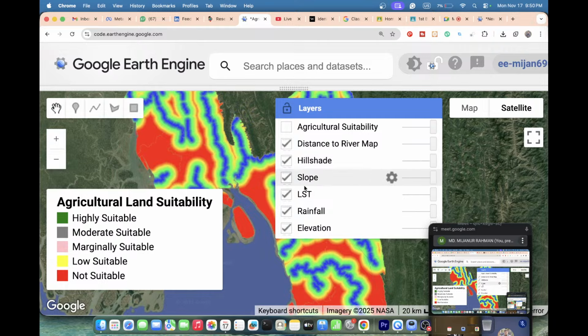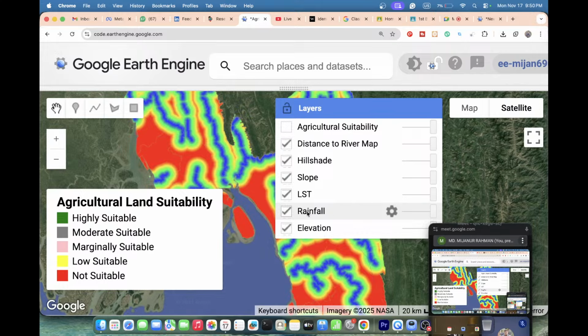First of all we need to set the importance. In this case there are 1 2 3 4 5 6 factors I have. Among these 6 factors, I need to identify which factor has more influence for agricultural land suitability. Suppose rainfall is the most important factor, I just consider, you can consider any others, but I consider rainfall. So I put the rainfall at 30%. Rainfall has a 30% weight for agricultural land.